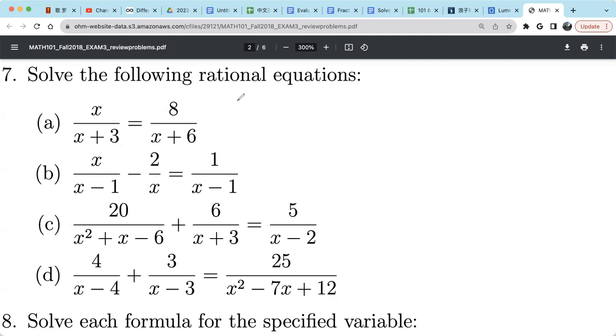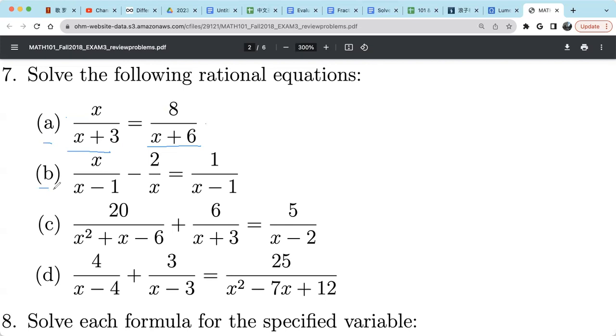Before, I think in class, I taught multiplying both sides by the least common denominator. You still can do that. The least common denominator for A will be x plus 3 times x plus 6. You can multiply that on both sides, right? Because you can still use that method. But today, let's try. You may try those two ways, okay? In principle, they're the same. But let me do B with cross multiplication.